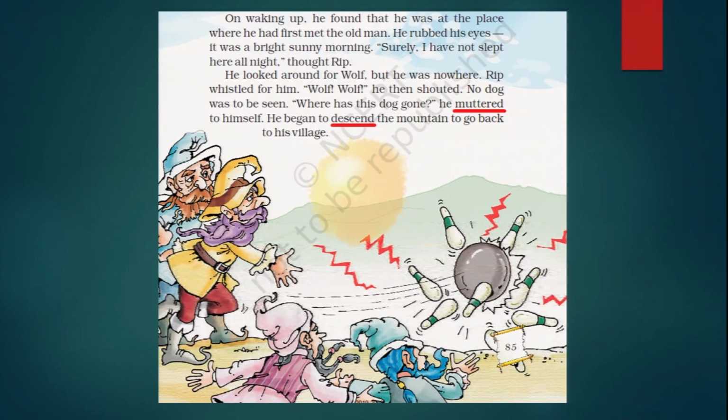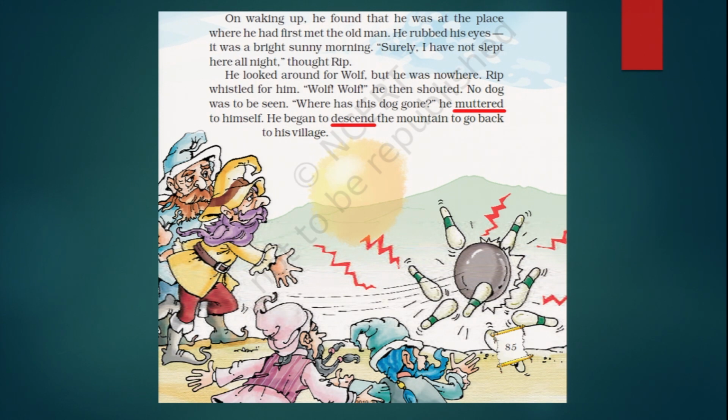Now let's see what happened. He looked around for Wolf, but he was nowhere. Rip whistled for him. "Wolf, Wolf," he then shouted. No dog was to be seen. "Where has this dog gone?" he muttered to himself. He began to descend the mountains to go back to his village.